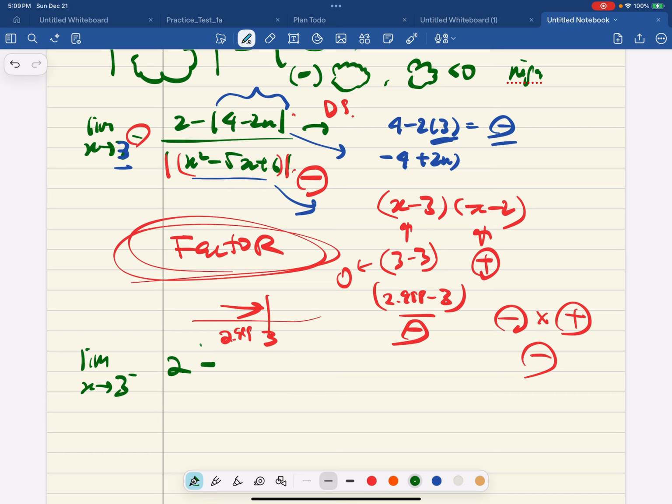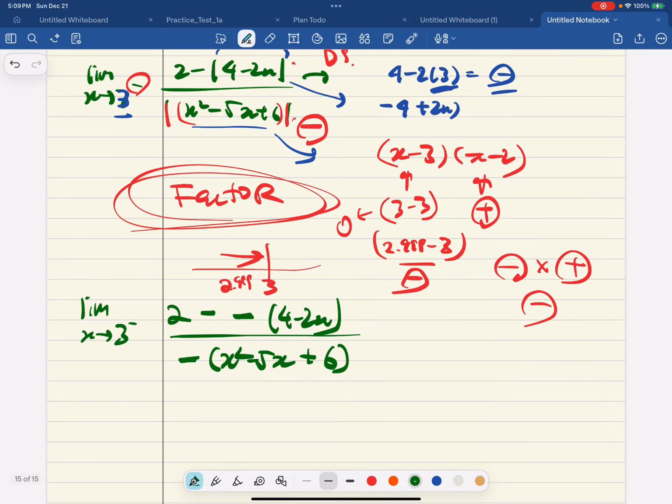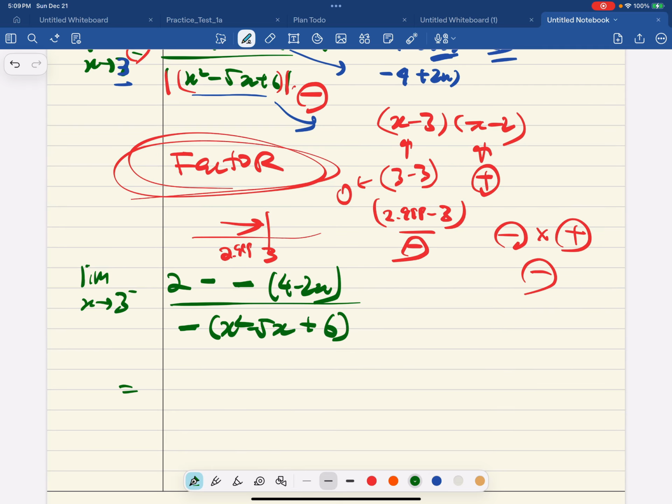We do a 2 minus. Everything here will become a negative, and the bottom will also become negative, the entire thing. And there's no more absolute value signs. This will become 2 plus 4 minus 2x, and minus 2 to the x plus 5x minus 6. All I did was distribute this. Minus and minus becomes a positive.